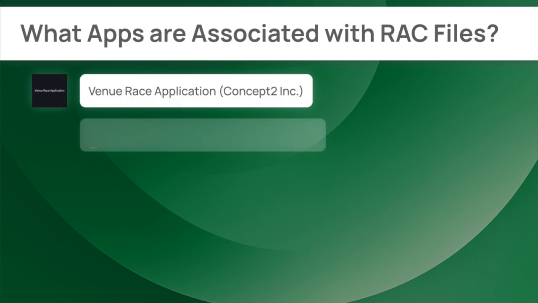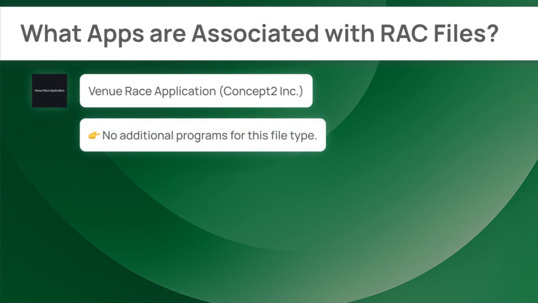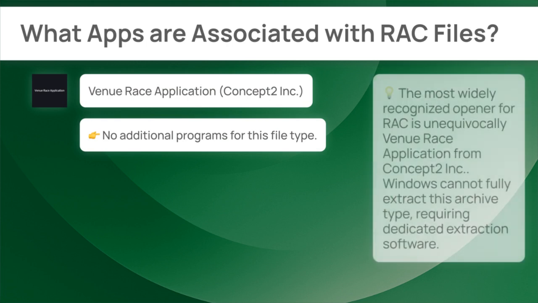The RAC file originated with and is formally handled by Venue Race Application developed by Concept2 Inc. Windows cannot fully extract this archive type, requiring dedicated extraction software. Windows shows limited internal detail, so proper reading depends on the program designed for that format.